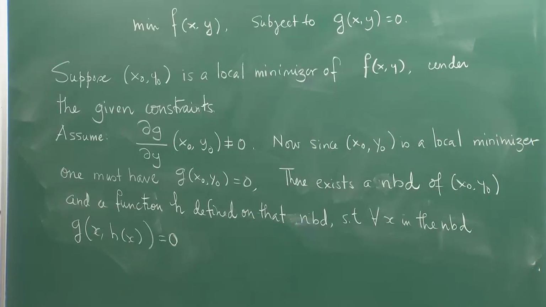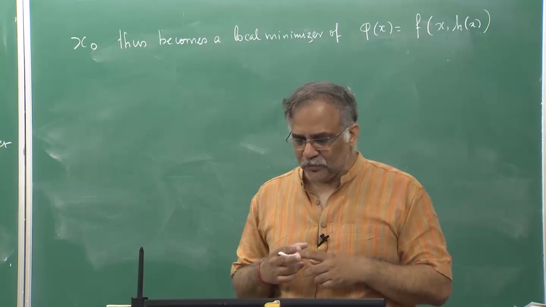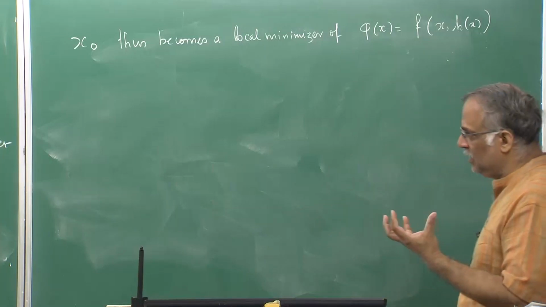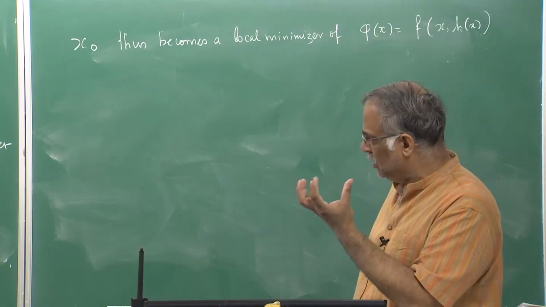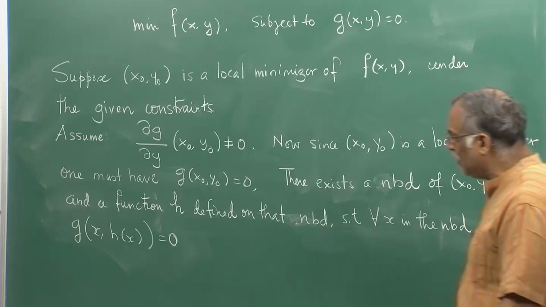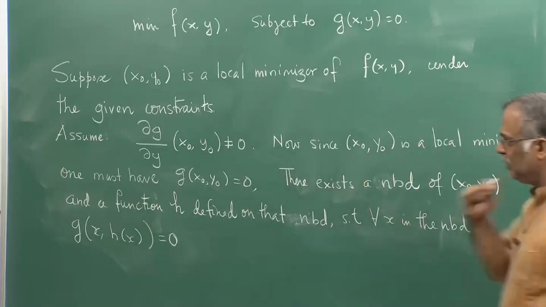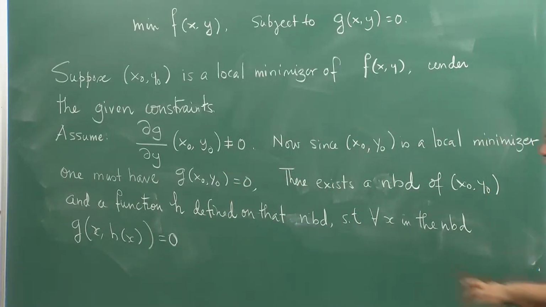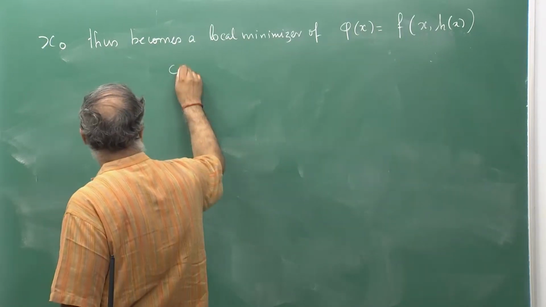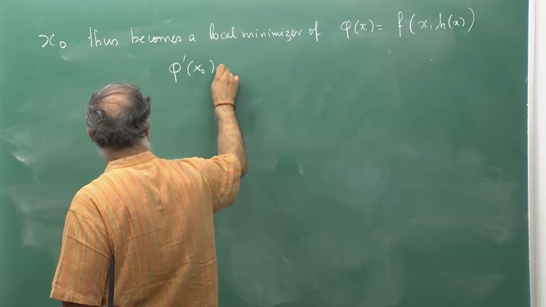Now if that neighborhood is bigger than the earlier neighborhood, I can have a neighborhood smaller than this. Basically, if this neighborhood is bigger than the neighborhood used for the definition of the local minimizer, I can consider only a small part of it which is inside that local minimizing neighborhood. Which means that x naught becomes a local minimizer of this. So phi dash of x naught is equal to 0.